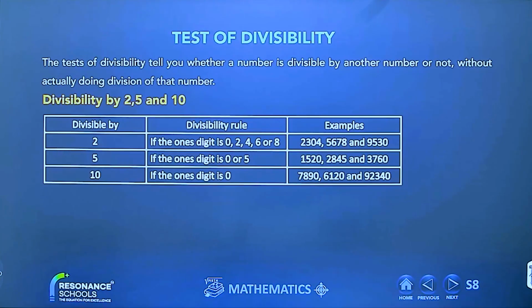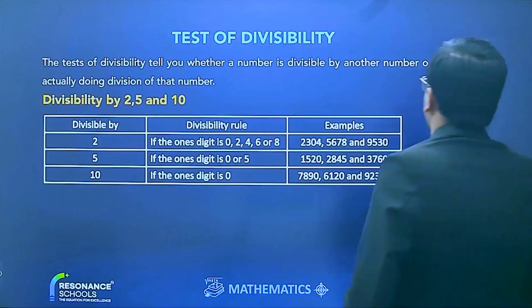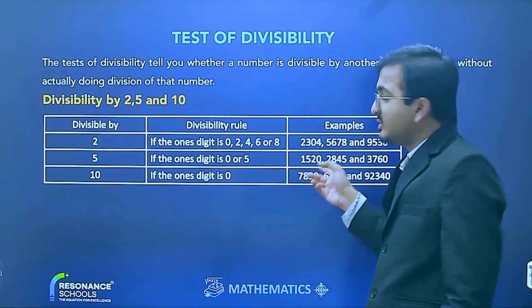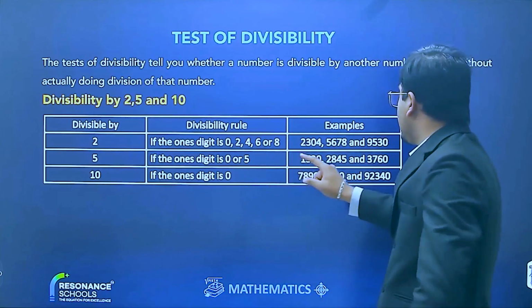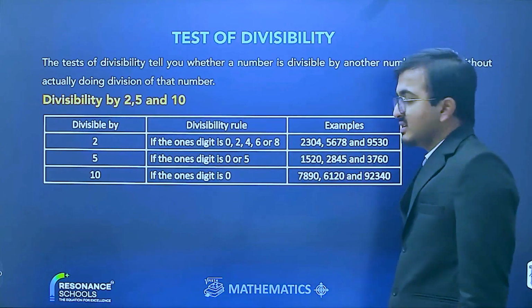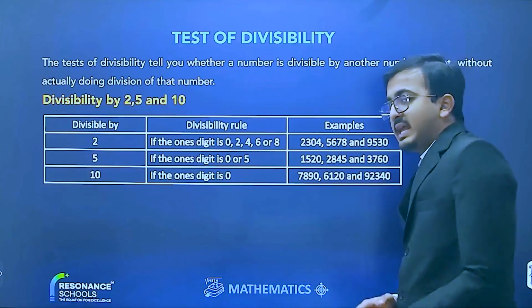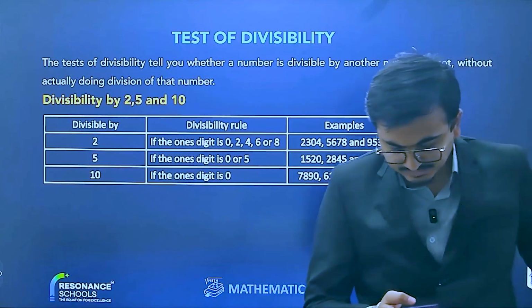For 10, it says the ones digit is 0. Yes, the ones digit and the last digit are both the same. Examples, please check it. The last digit here is 0 in 480, so they are even numbers and obviously divisible. Now here, 5050 is divisible, and the 000 ending is all 0s, so it is divisible.